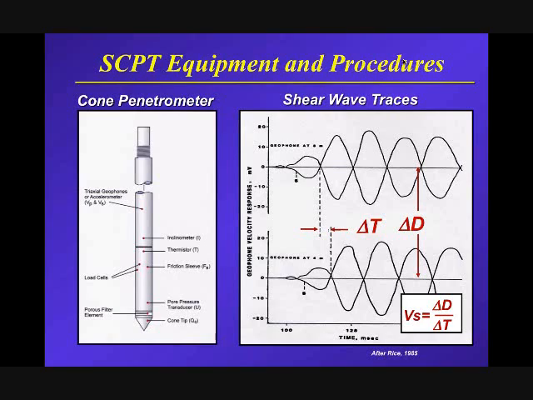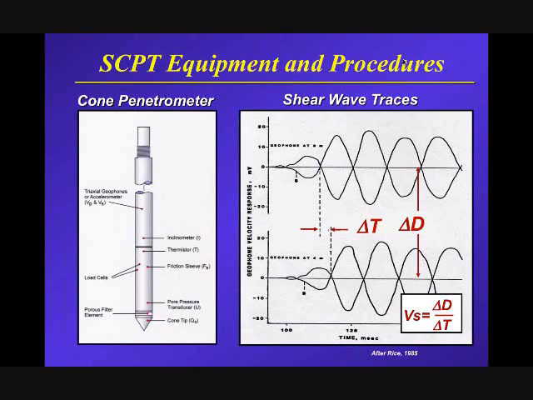This is how the test is done. There's a geophone inside the cone, and so at a given depth you stop, and you have usually a horizontal beam on the ground surface. You hit that beam, you generate a shear wave that travels down to the cone, you pick up its arrival, and if you hit the beam on the other end, you get a similar wave except it's polarized the other way around, so you get a reverse sort of wave trace of the arrival time.